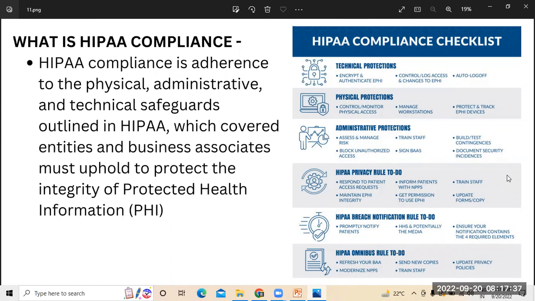So technical protection majorly focuses on encryption and authentication of the data, whereas in reference to the physical protection, control and monitoring the physical access, followed by managing the workstations, protecting and tracking the health information through the devices also comes under the physical protection part.